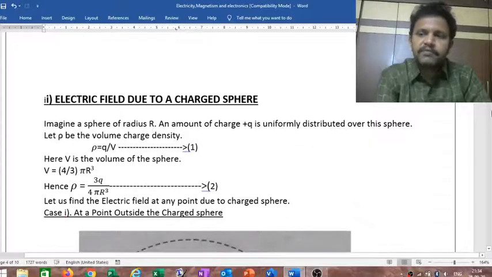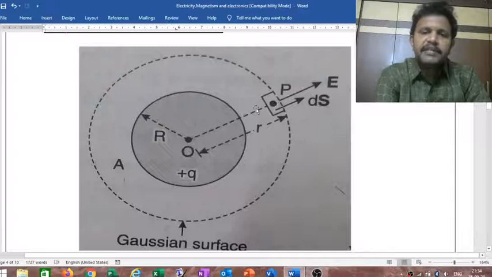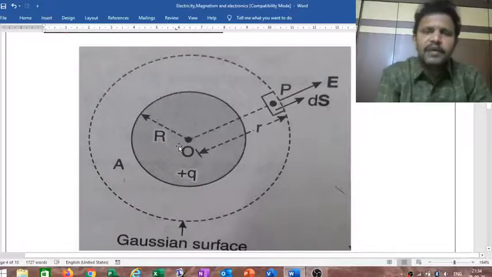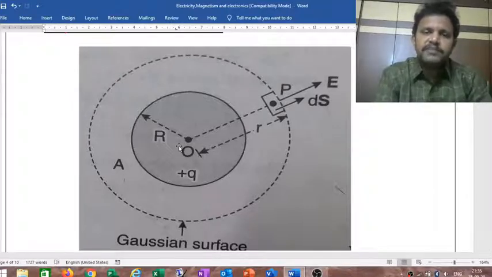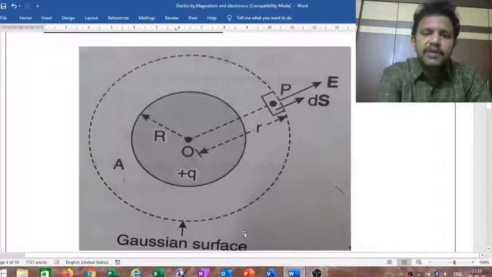Let us start with our problem with first case, that is electric field at a point outside the charged sphere. For this purpose, we assume a point P at a distance r from the center of the charged sphere. In order to apply Gauss law, the charge should be enclosed within a closed surface. For this purpose, let us build a Gaussian surface, that is Gaussian sphere with a radius OP. For our convenience, let us assume a small area element ds on the surface of the Gaussian sphere.